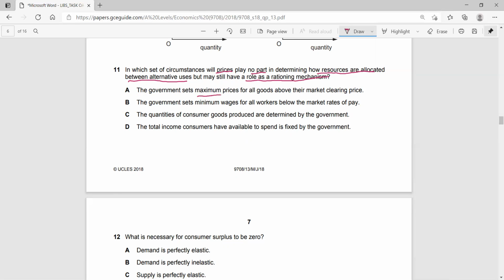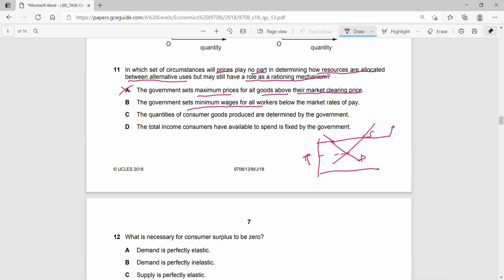So government sets maximum prices for all goods above the market clearing price. Let me just also draw this and show how this would have no impact. If you have demand and you have supply, this is the market clearing price, the equilibrium price. Now, if you set a maximum price here, this is ineffective, because a maximum price is a price ceiling. It says that the price can't go higher than this, but the price is already lower than it. So this will literally have no impact. It's what we call an ineffective maximum price.